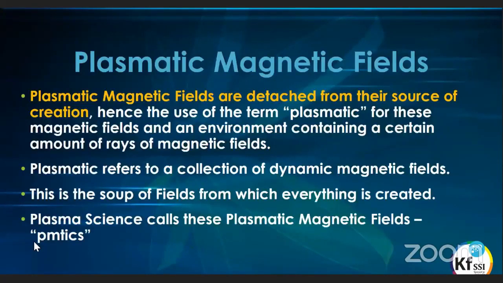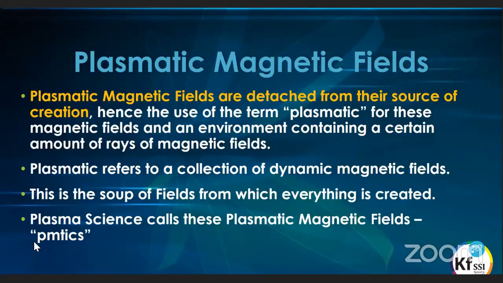And then we go into the next understanding of what plasmatic magnetic fields are. So plasmatic magnetic fields are detached from their source of creation, hence the use of the term plasmatic, for these magnetic fields in an environment containing a certain amount of rays of magnetic fields. So plasmatic refers to a collection of dynamic magnetic fields. So this is the soup of fields from which everything is created.